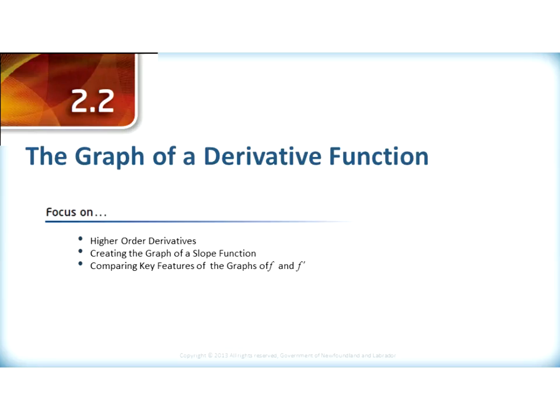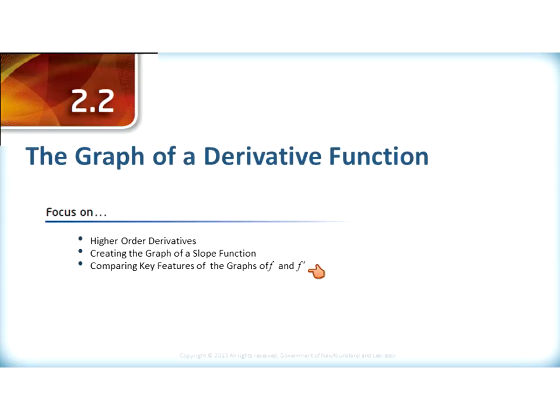Alrighty, so we're going to talk about the little extra topic we're throwing in along with this today. This business about higher order derivatives. So we'll talk about what that means. Then we're going to talk about how we get a graph of a derivative function like f prime of x, so the graph of a slope function. And then we're going to compare some of the key features of the graph of the function f and the graph of its derivative f prime.